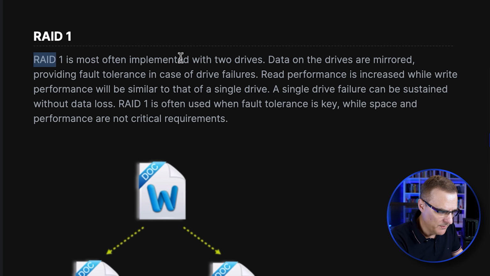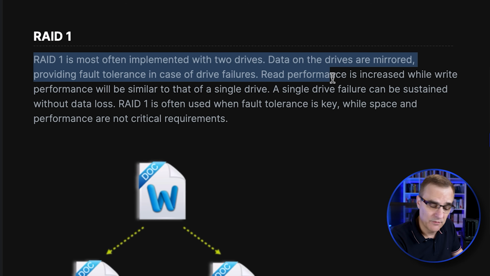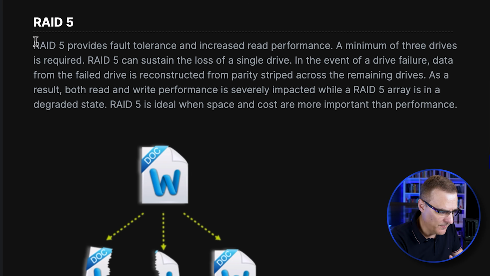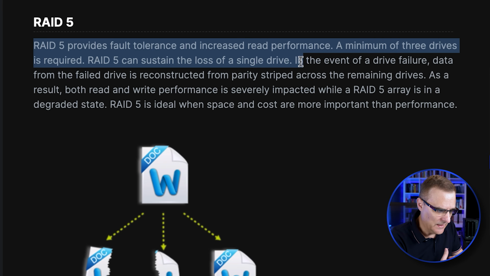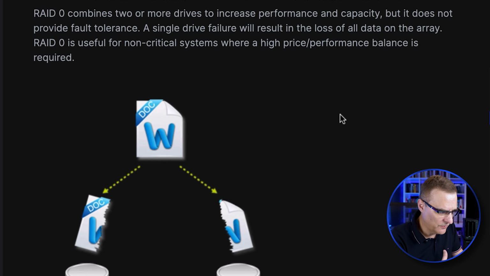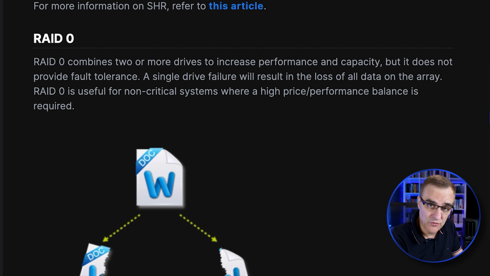RAID 1, implemented most often with two drives, which are mirrored. If one of the drives fails, everything can be rebuilt. I've demonstrated that already. RAID 5 provides fault tolerance and increased read performance, and needs three drives. It can sustain the loss of a single drive, and I've demonstrated that as well. But let's do this test. Will it work when one of those drives breaks?